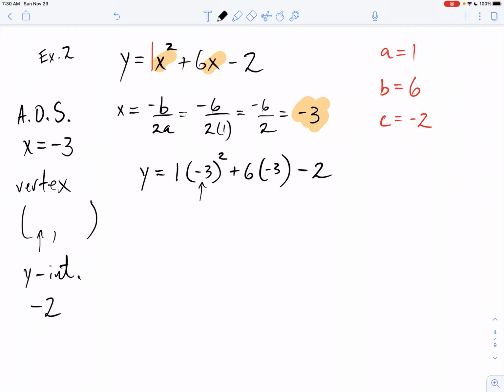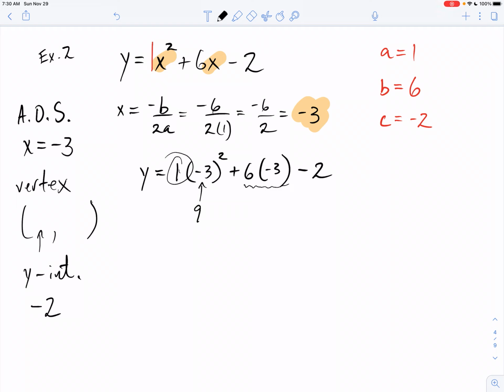But you know better than that. -3 times itself, that's a negative times a negative. I should get a +9 out of that. Times 1, I'm still going to have 9. Well, then the next part of the puzzle, plus 6 times -3.